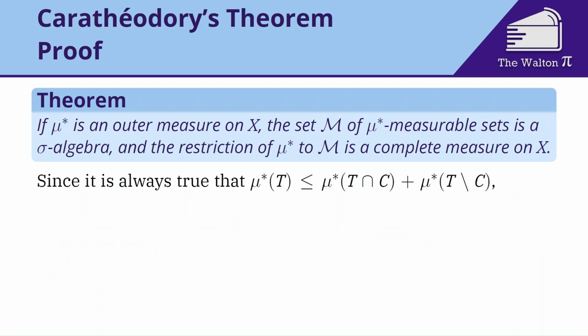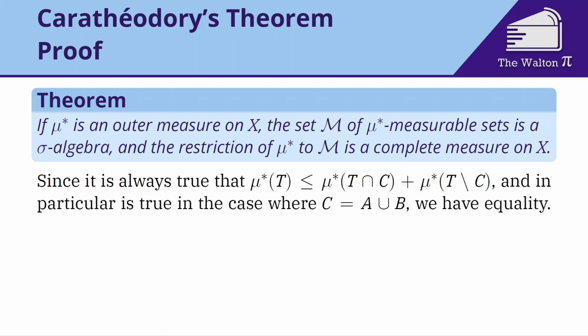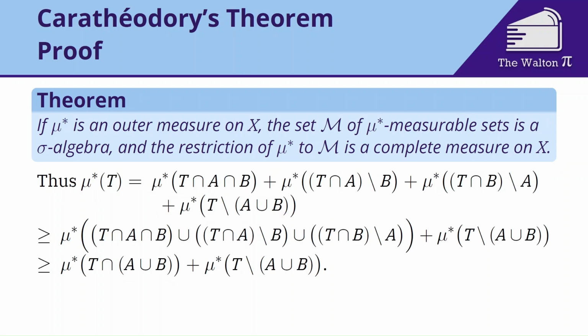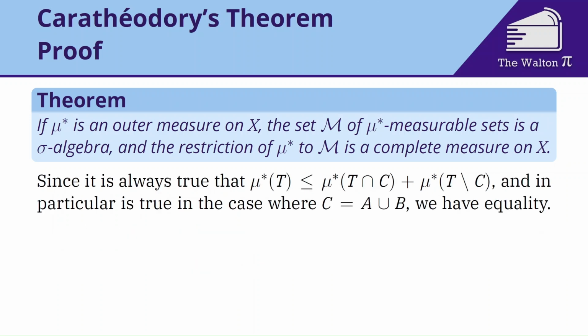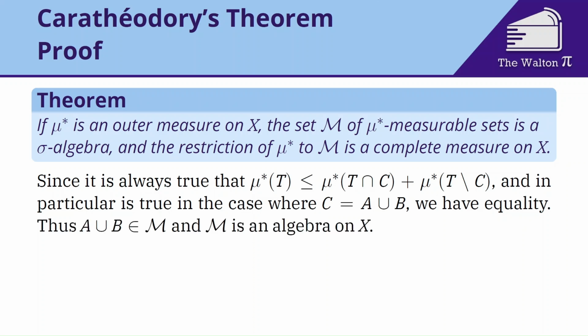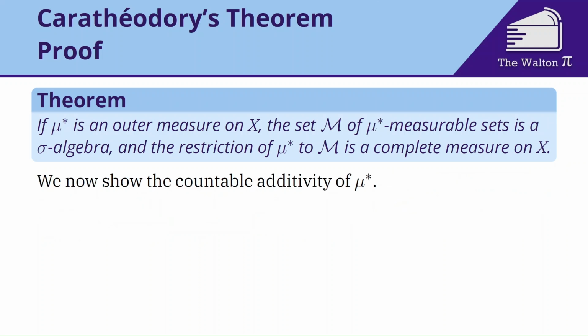Okay? Since it's always true that mu star of T is less than or equal to mu star of T intersect C plus mu star of T minus C, in particular, it's true when C is A union B. So from here, we had one direction of an inequality. Here we have the other direction of the inequality, so we actually have equality. Thus, A union B is in our M, and that tells us that M is going to actually be an algebra on X.